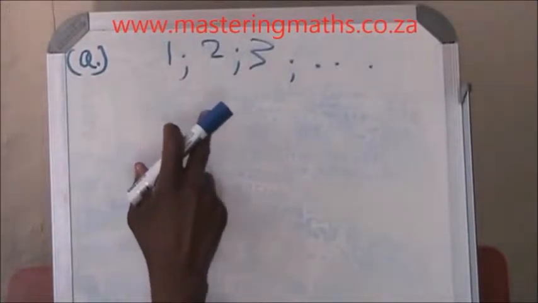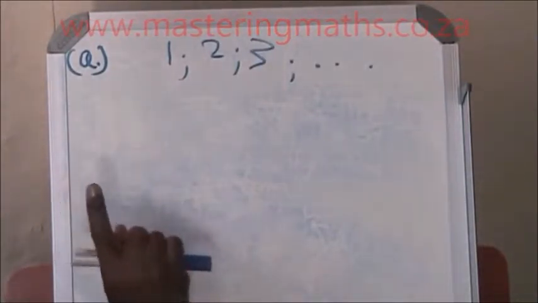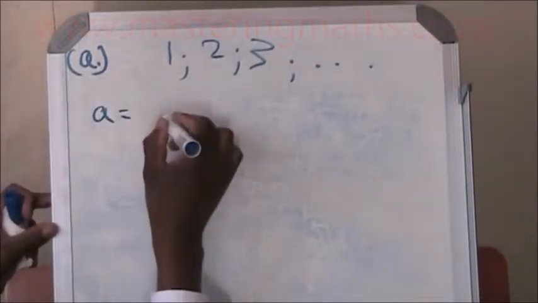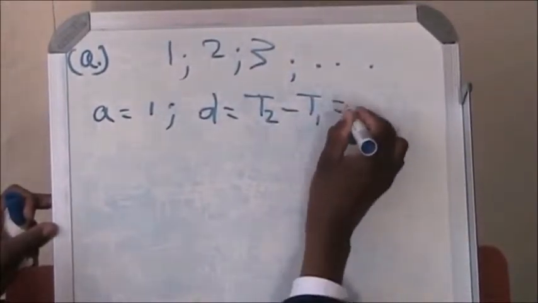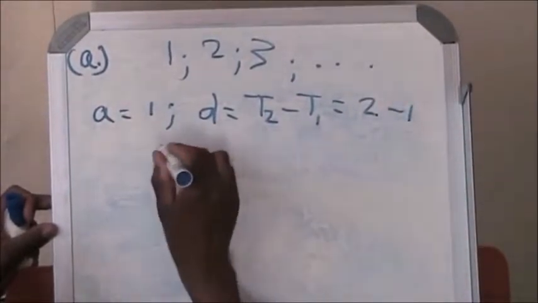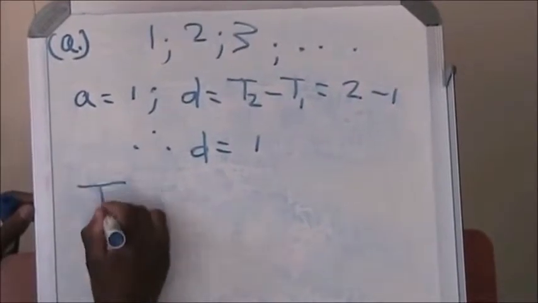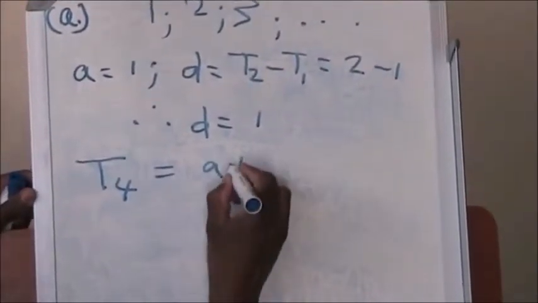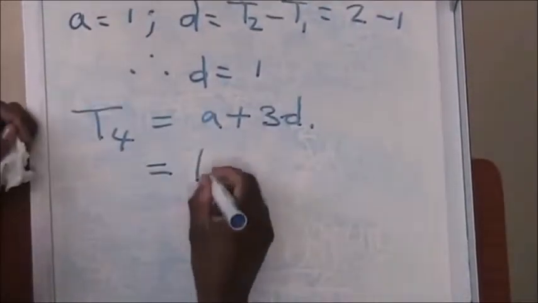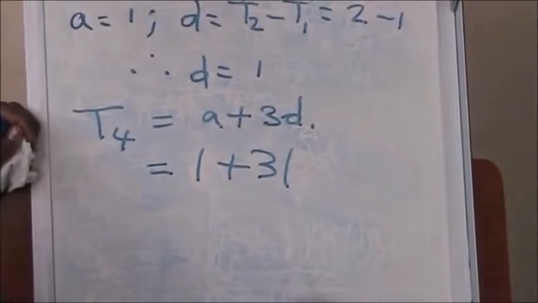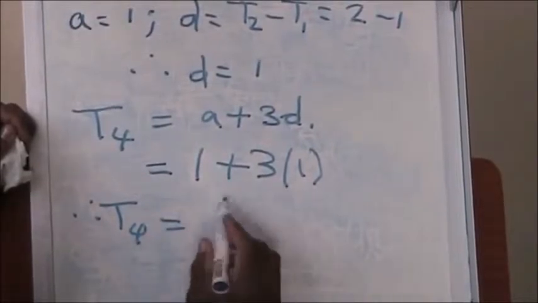Given the arithmetic sequence 1, 2, 3, determine the fourth term and the fifth term. We have the first term A is equal to 1 and D is equal to T2 minus T1, which is equal to 2 minus 1. Therefore, D is equal to 1. Now we're determining the fourth term. T4 is equal to A plus 3D, which is 1 plus 3 into the common difference 1. Therefore, T4 is equal to 1 plus 3, which is equal to 4.